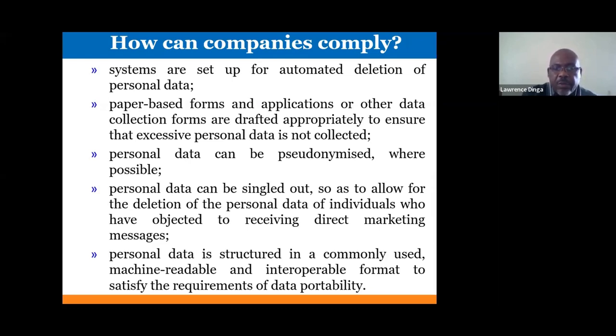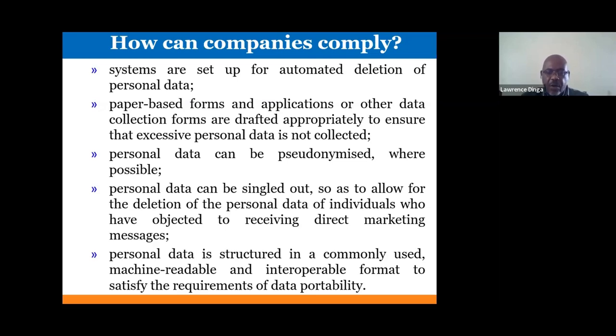Also, data should be pseudonymized, which means that when you've collected data, it should be transferred in a manner that when they give it to you, you should not be able to make meaning of that data. Personal data can also be singled out so as to allow for deletion, and personal data of individuals who have objected to receiving direct marketing. You see, with this marketing, people send you information anyhow. So if you don't want that, they should be able to make sure that you are exonerated from such kinds of messages.